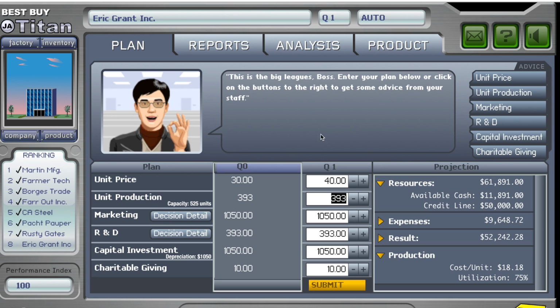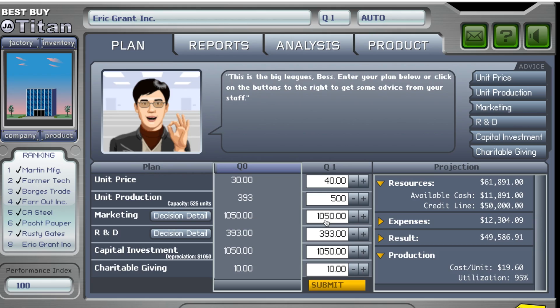And then as far as unit production with low price, what you're going to want to do is produce near your max capacity. So I'm going to just do an even 500, which is 95% of our utilization. This being because you can expect there to be higher priced companies out there, and when you have a consumer that's looking to buy the cheapest available product, there's going to be many of those, much more than there would be people that would buy a higher priced product.